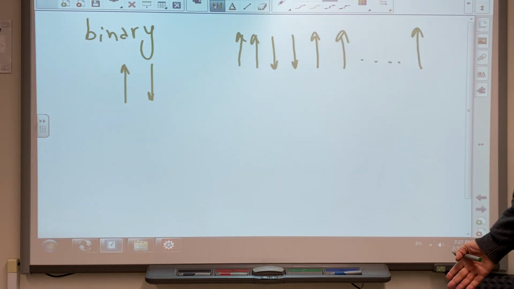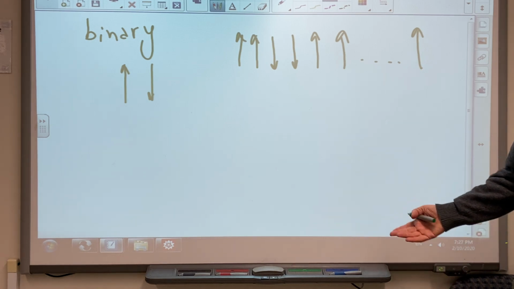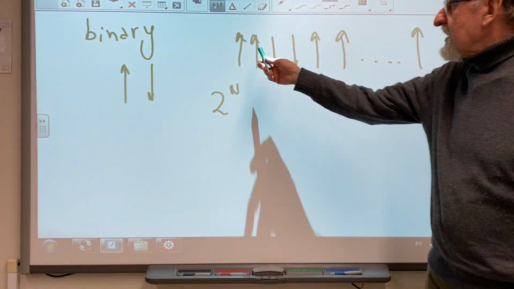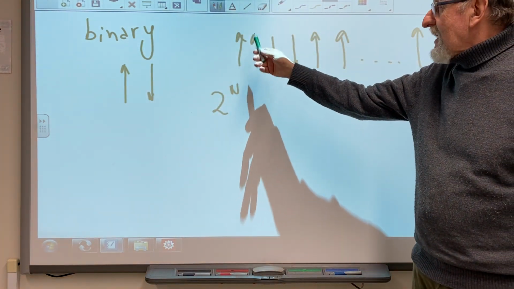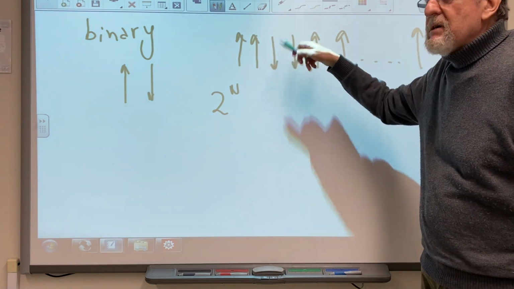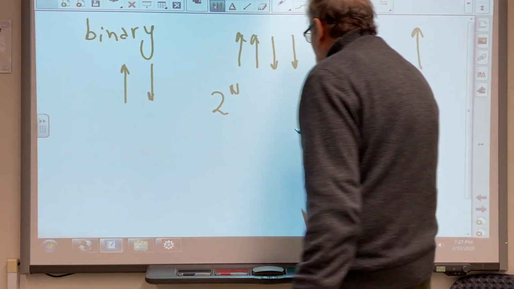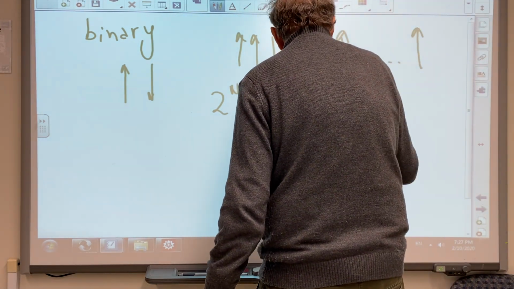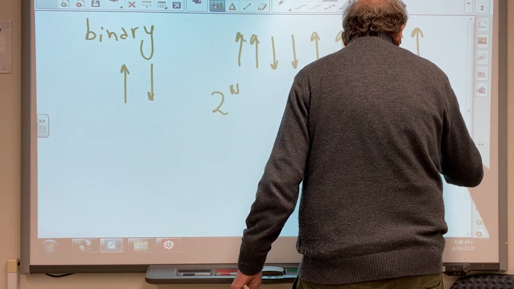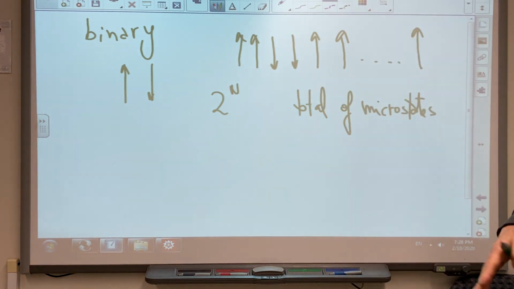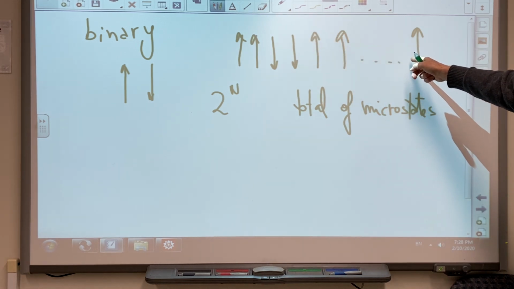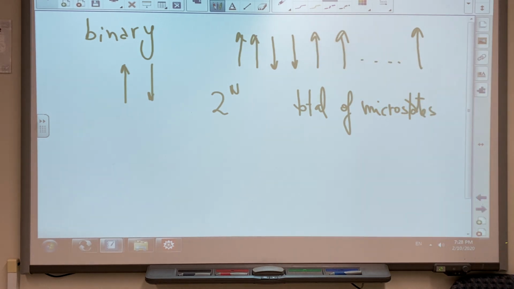How many of them do you have? How many different can you have? 2 to the n, right? Because this one can be in any of two states, and for each one of those, this can be in any of two states, and for each one of those, this can be in any of two states, etc. So the total number of, let me call it, microstates. In a minute you will understand what I mean by macrostates. The number of microstates, the number of pictures like this that I can represent, will be 2 to the n.